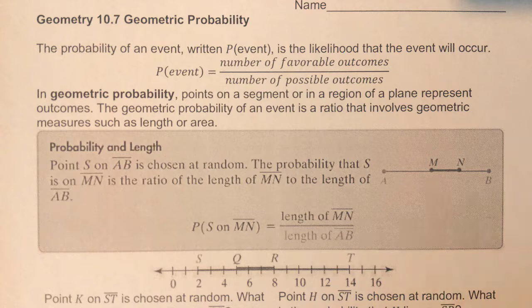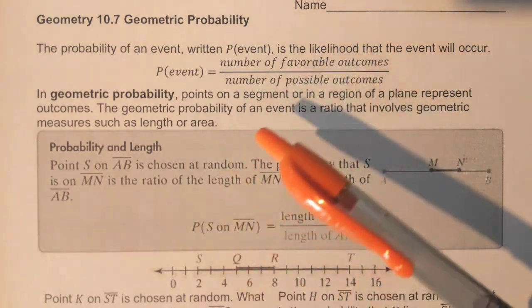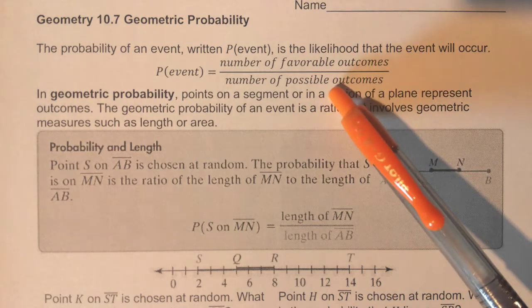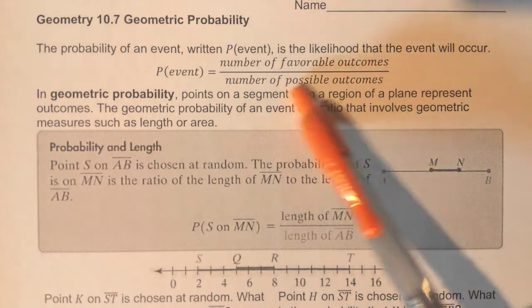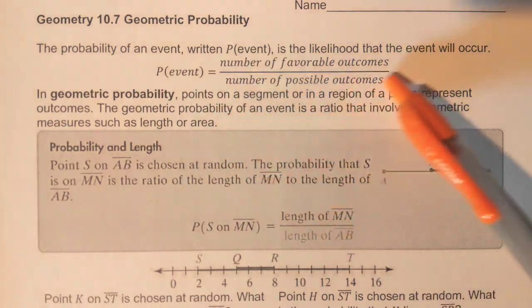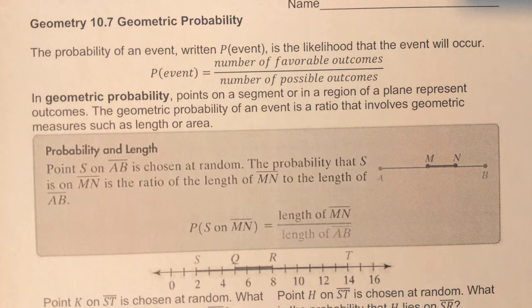So this last section is on probability, and it's geometric probability because a lot of the problems deal with pictures that are some kind of shape, but it's really just probability. No big deal. So just in case you don't know, probability is the number of favorable outcomes divided by the number of total outcomes. In geometric probability, you're going to be looking at segments or some kind of plane figure to figure out the outcomes.